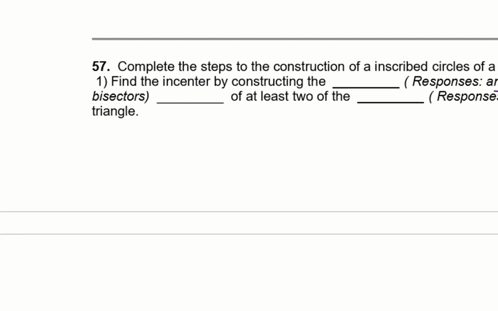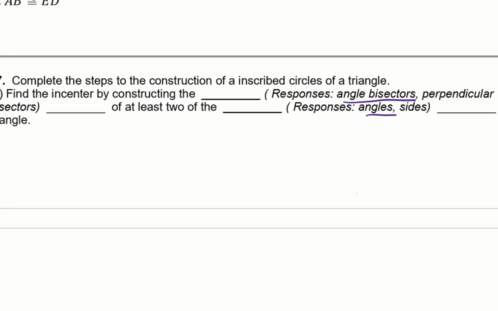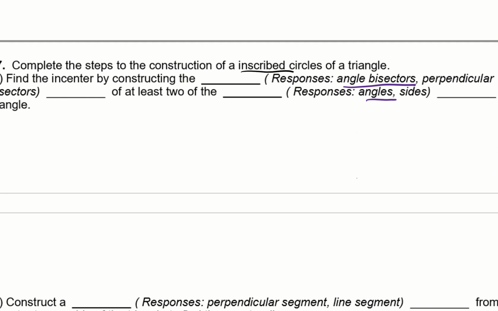Complete the steps to the construction of an inscribed circle of a triangle. Okay, so remember that an inscribed circle for a triangle is a circle that is drawn inside the triangle. So the circle only touches the sides of the triangle and nothing else. So we have a circle that kind of looks like this, and it only touches the side of the triangle. So it touches the triangle 3 times, 1 on each side, but it's completely within the triangle itself. So that's an inscribed circle.